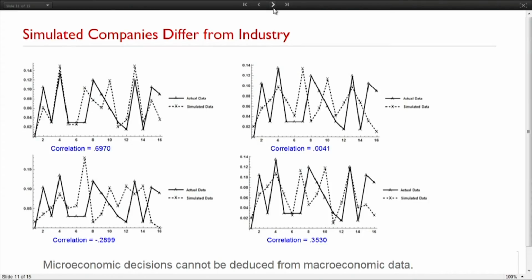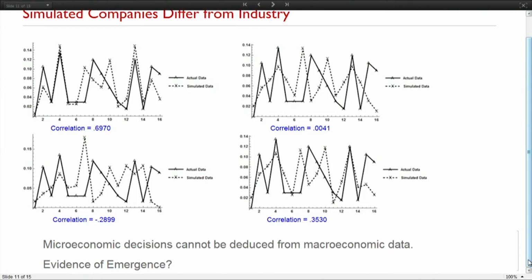And so since we have an agent-based model, what we have is microeconomic decisions that can't be deduced from macroeconomic. Right? We can watch the results for the industry, but the individual companies are all doing their own thing. Okay, they're all following that pricing rule, but they all have their own circumstances. They're their own random losses, their own target capital structures. And so I asked the question, is this evidence of emergence? And I would say, yeah, sort of.